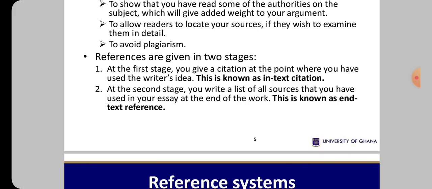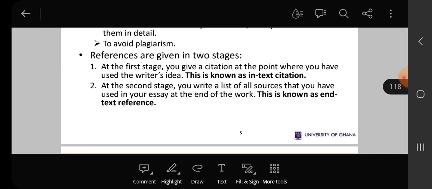So we have what? At the first stage, you give the citation at the point where you have used the writer's idea. So this is what we call the in-text citation. The moment you give a citation at the point where you use the writer's idea in your writing, it is the in-text citation. That is done in your work whilst you are writing. The moment you quote a person or someone's idea in your work, you get it.